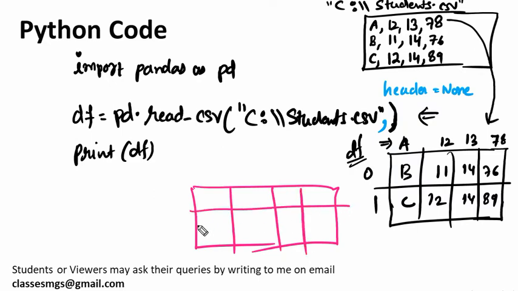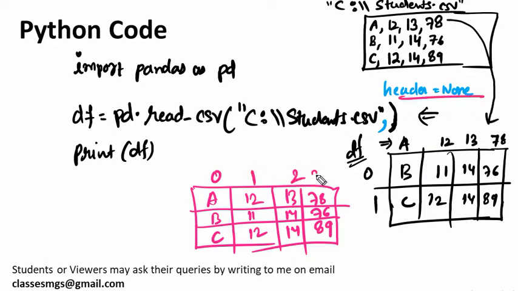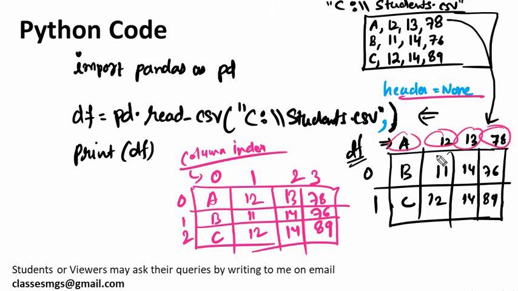I have already told you, a b c, 12 11 12, 13 14 14, and 78 76 and 89, in that. Now if you pass header equals none, then 0 1 2 3 will be the default column index. Okay, so this thing you should know. Otherwise the first line of the CSV will become the column names of the data frame. Okay, so this is the basic code.